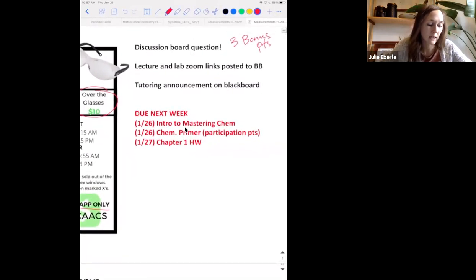And then also, I added 2 announcements to Blackboard. The first announcement has all the lecture and the lab Zoom links and the passcode. So if you're ever scrambling, like can't find where the Zoom links are, know that they're always going to be posted right there as an announcement on Blackboard, okay, for easy access.